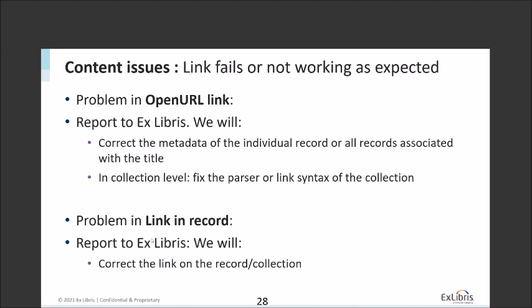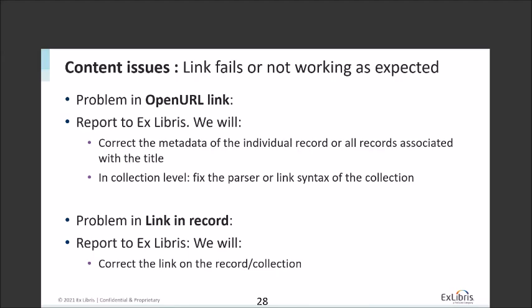Of course, many link resolvers work with metadata, but we are also working with provider ID, a unique identifier for the article, and this improves the linking for the providers that give us a provider ID. In case this open URL link is not working, and we see that we have a problem with metadata in the record, we will correct the metadata of the individual record. For example, if the DOI is not correct, or the ISSN is not correct, or the volume or the issue, we will fix this so the link will work.